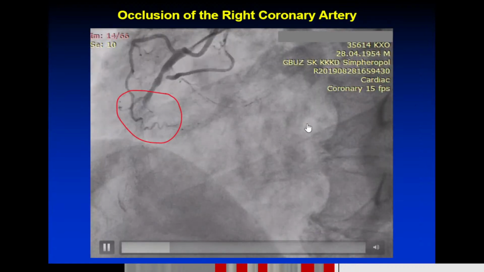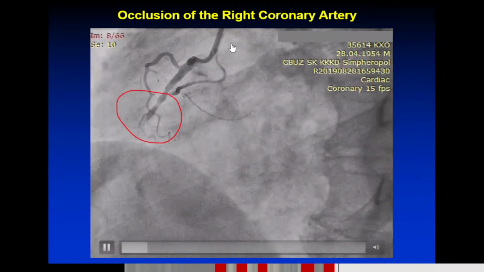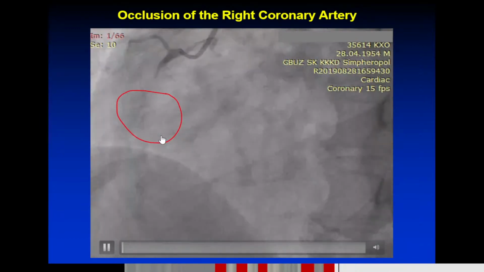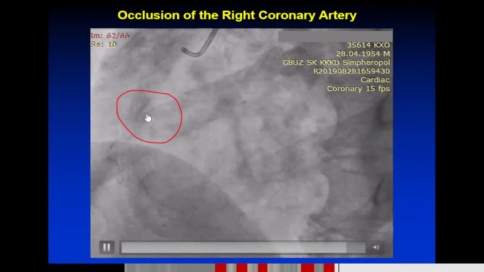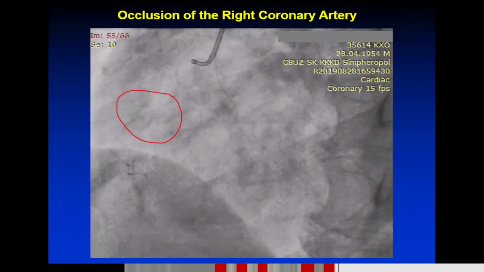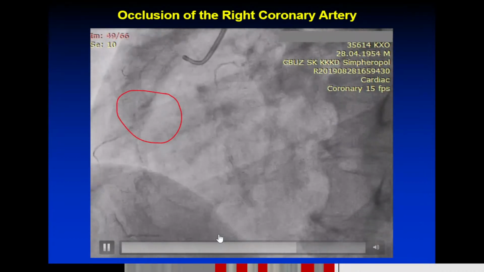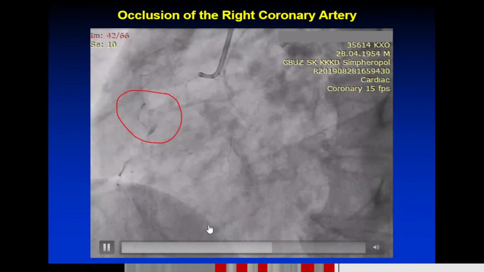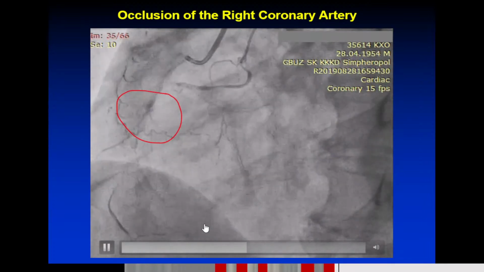The next one, another main branch, the right coronary artery. We see here the complete discontinuation of the blood flow through the proximal part of the right coronary artery, and the filling of the peripheral part goes through some collateral arteries.